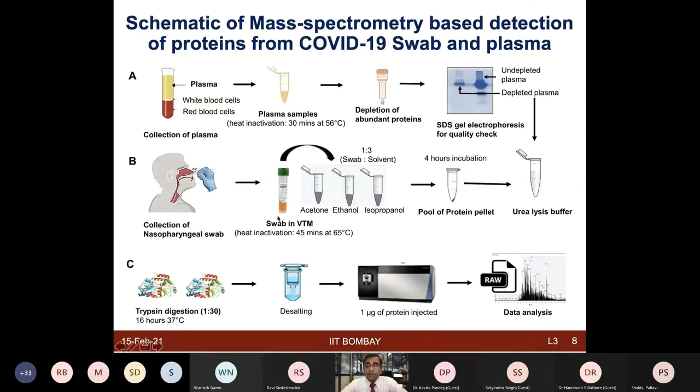Given these are all very cheap organic solvents and very safe to work with, what we thought was to take a small volume of swab and precipitate the protein. After precipitation, we pool that so that we enrich the viral peptides, because now we get more viral peptides coming from the same swab sample from that patient, and then proceed for the urealysis, followed by the trypsin digestion and desalting step.